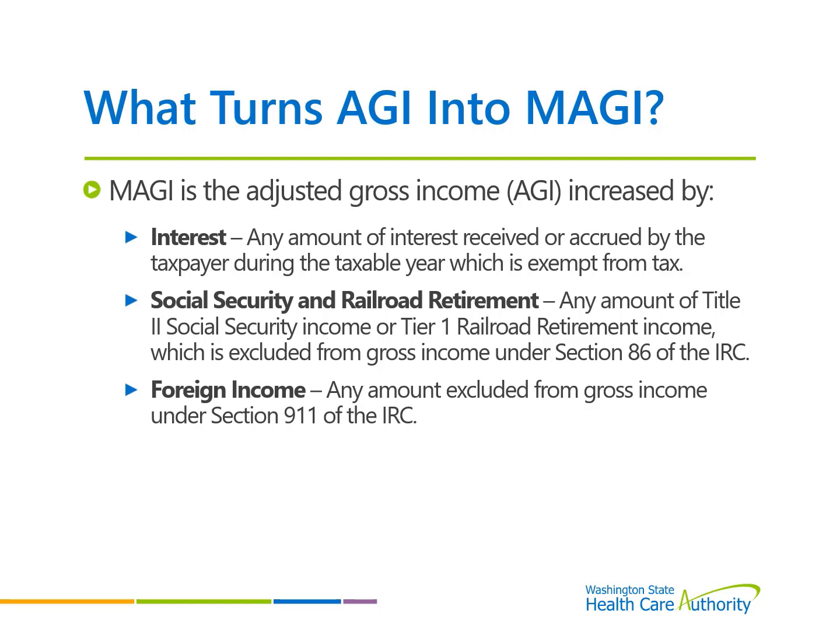It's also increased by Social Security and railroad retirement, any amount of Title II Social Security income or Tier 1 railroad retirement income, which is excluded from gross income under Section 86 of the IRC. It's also increased by foreign income, which is any amount excluded from gross income under Section 911 of the IRC. These income types are typically excluded when determining an individual's AGI, but are considered towards the gross countable income when determining eligibility for MAGI-based Apple Health coverage.